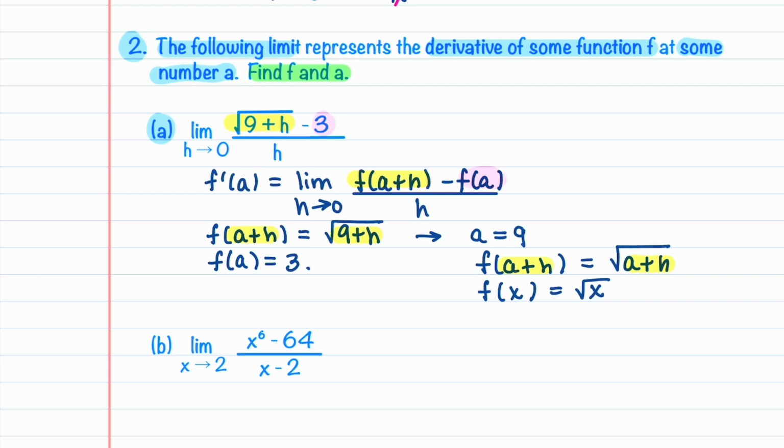Now, this problem has a really nice built-in check, and that built-in check uses the other piece of information that we haven't used yet. F of a is equal to 3. So let's just go down here to our function and say that f of a is equal to f at 9, which is the square root of 9, which is 3, and that agrees. So we know we've done the problem right.